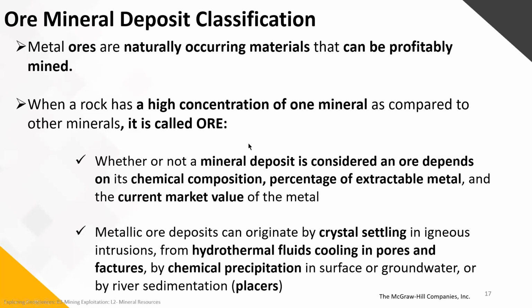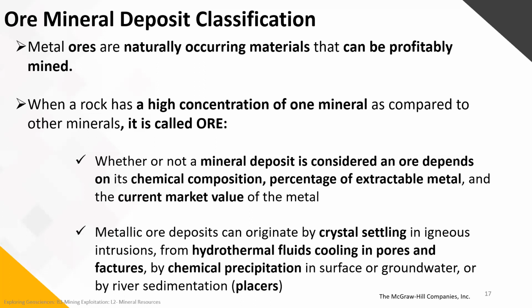When a rock has a high concentration of one mineral as compared to the other minerals forming the rock, it is called an ore. Whether or not a mineral deposit is considered an ore depends on its chemical composition, the percentage of extractable metal, and the current market value of the metal. We may find a highly concentrated ore in the field, but if the market value is down, no one will want to invest and develop the mine.